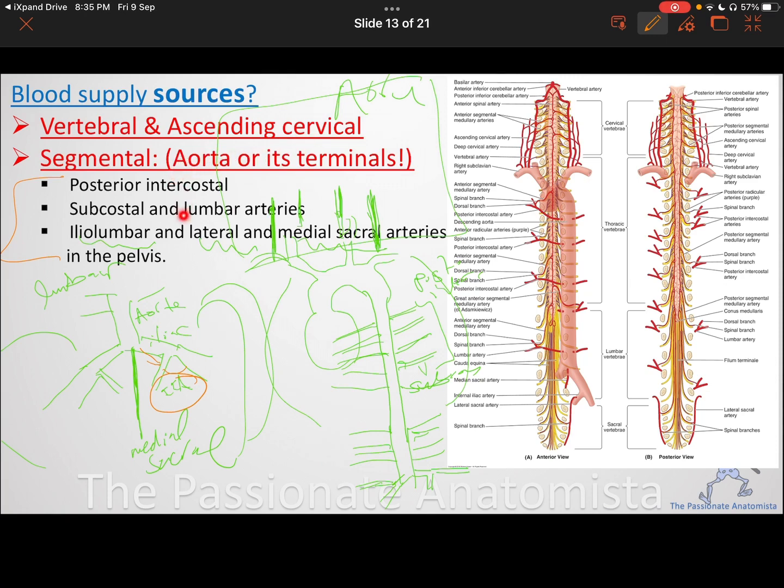And now from aorta and its terminals. From the aorta itself, I have posterior intercostal, and the last one, we call it subcostal. When we come down to the lumbar region, I have lumbar arteries, also from the aorta, and I have median sacral or medial sacral, okay? And from the internal iliac, which is terminal branch, I have the iliolumbar and lateral sacral. So the iliolumbar and lateral sacral, they come from the internal iliac. But the medial is from the aorta itself. All right?